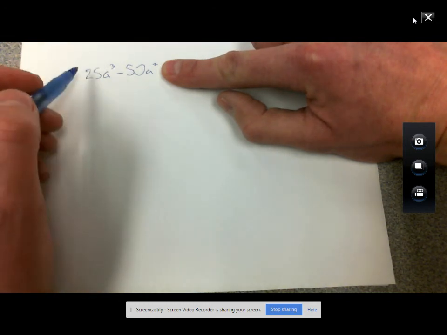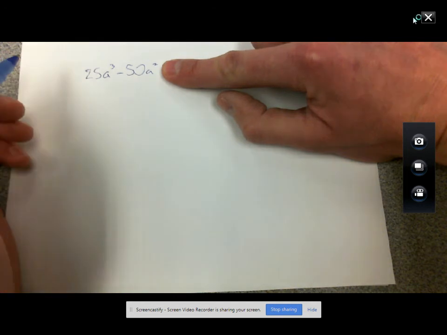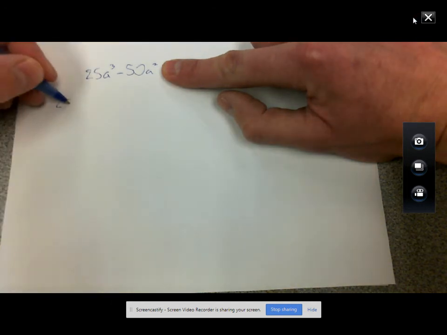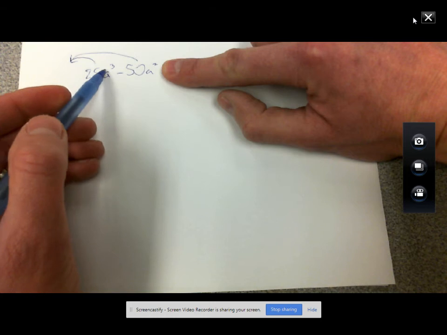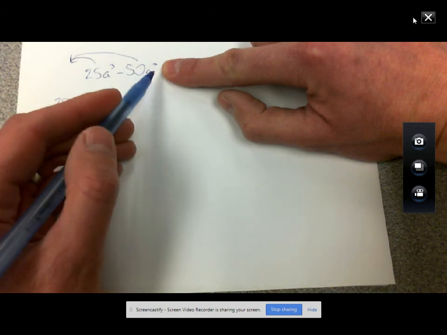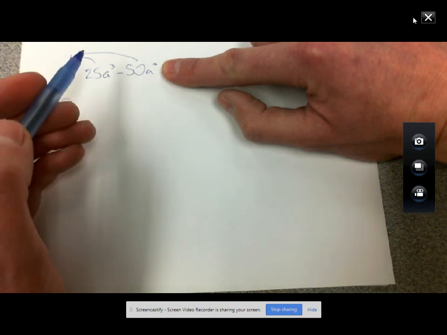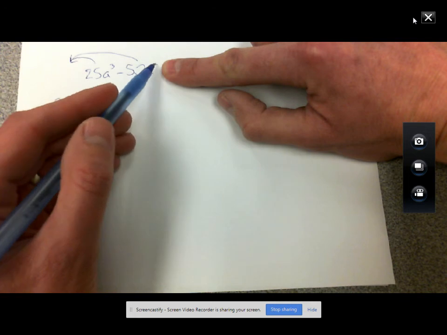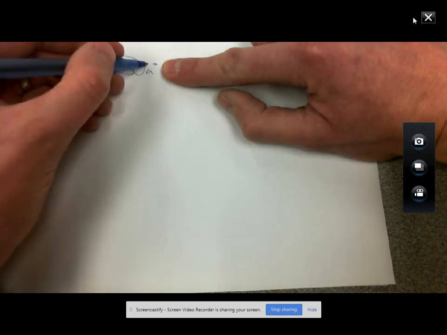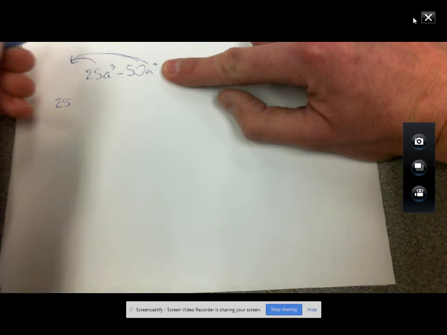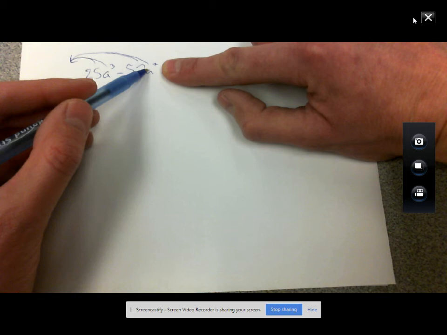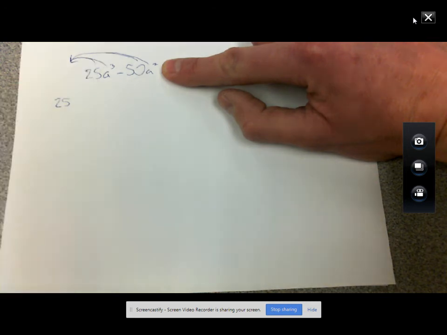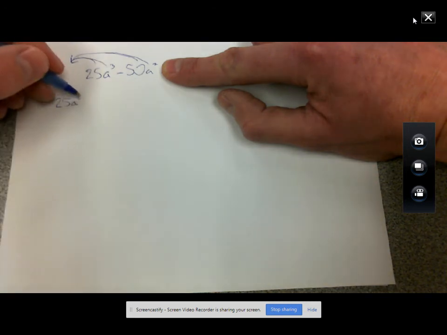I can divide both of the coefficients by 25. So I can take a 25 out of both of those. So I'm factoring out a 25 from both of those. And then with the a's, there's three a's here, a times a times a. There's two a's here, a times a. So I can factor out two a's from this one and two a's from this one. I can't factor three a's out of the second term here because there's only two of them. So two a's is the greatest common factor between them.